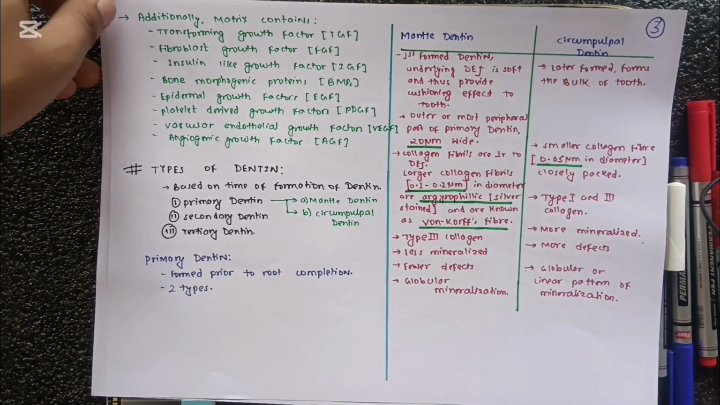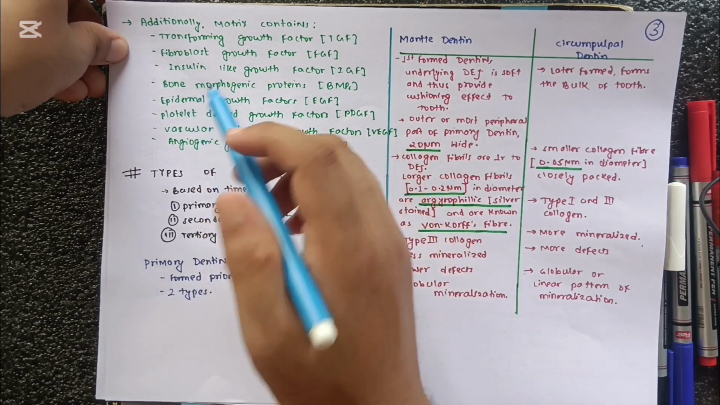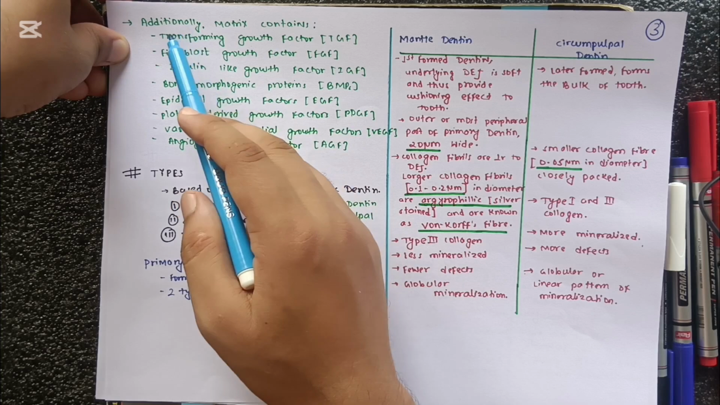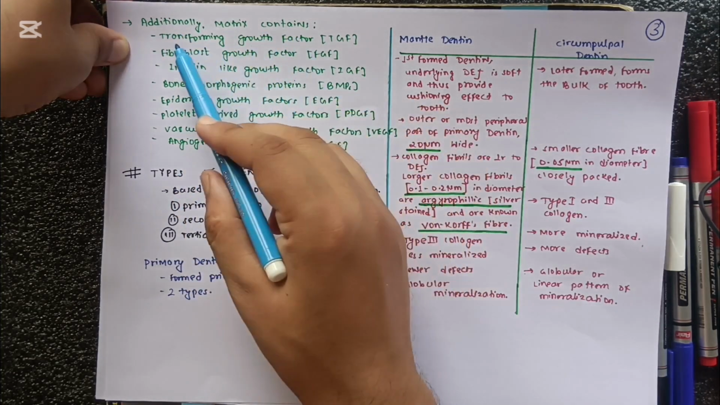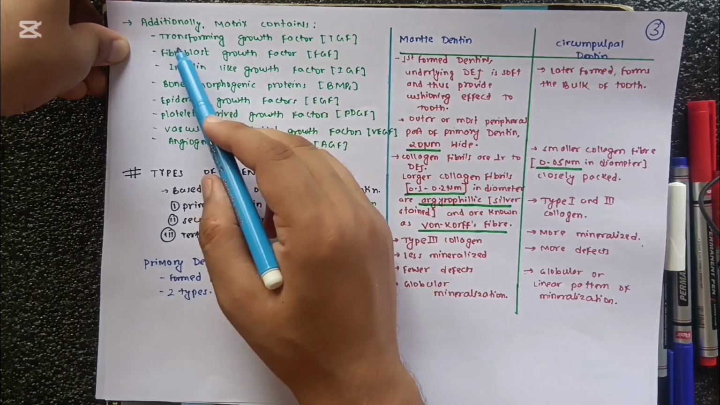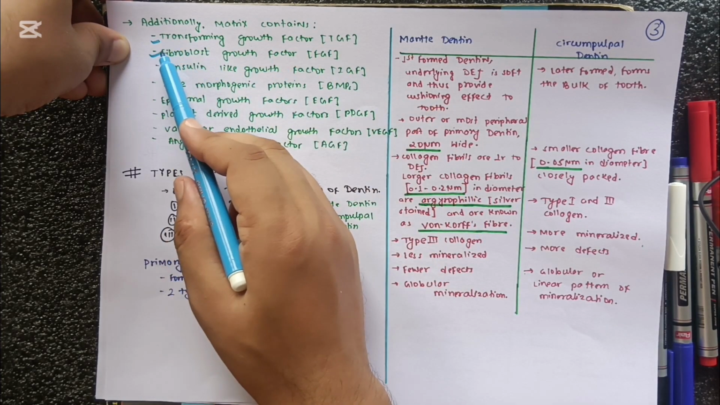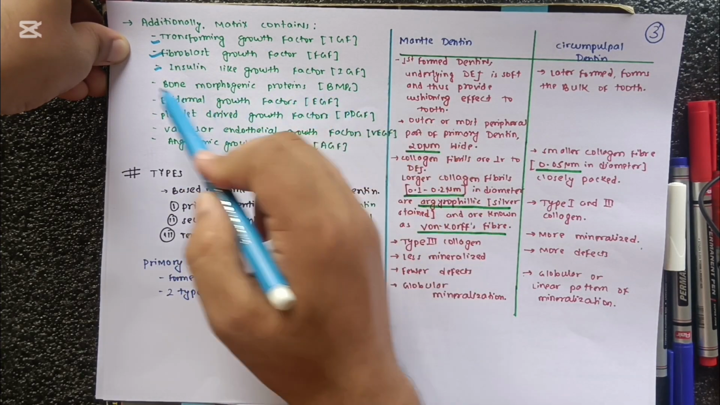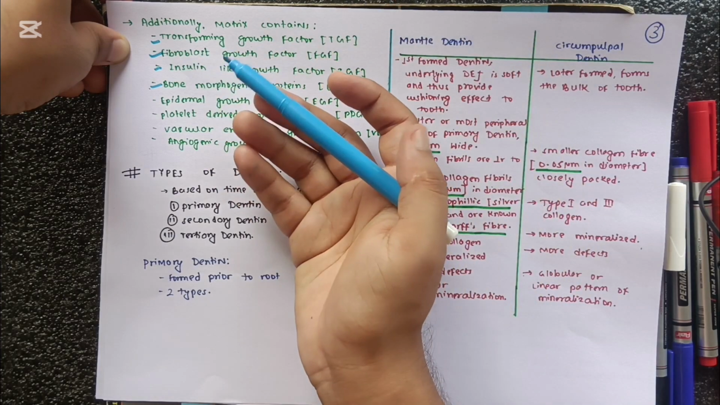After that, additionally, this is very important: additionally in the dentin, but not in enamel, the matrix, or ground substance, contains growth factors, which are chemical-like structures. The growth factors are transforming growth factor TGF, fibroblast growth factor FGF, insulin-like growth factor IGF, and bone morphogenetic proteins BMPs.